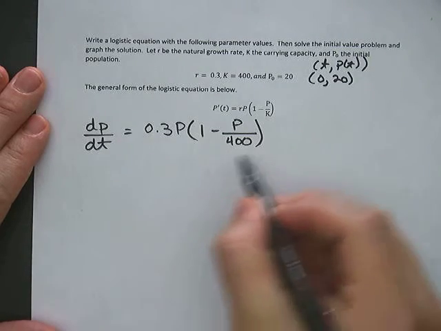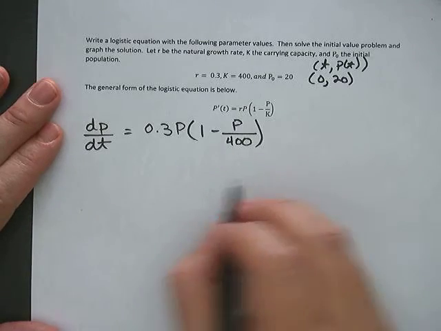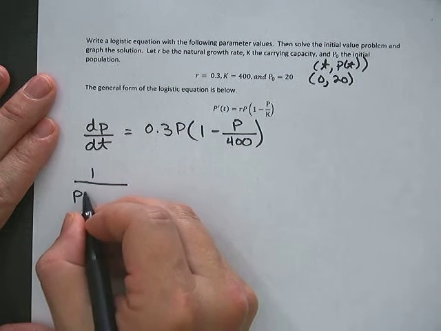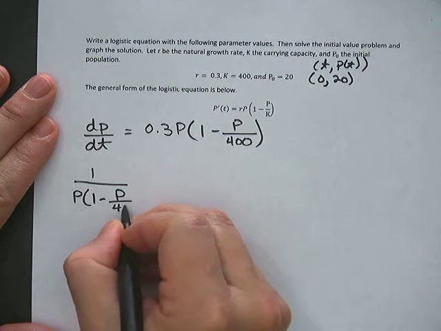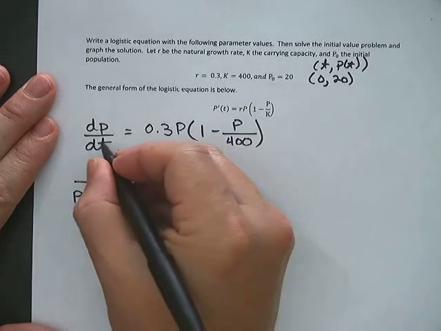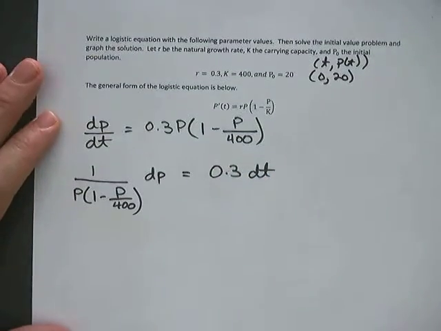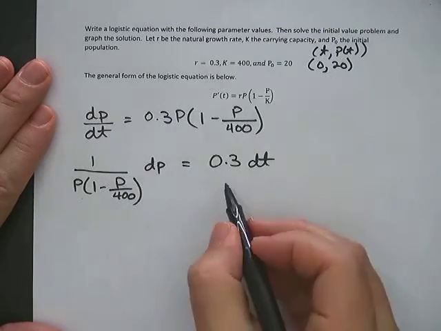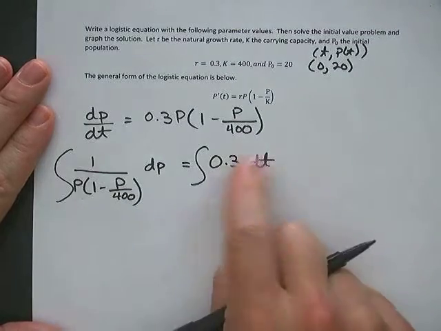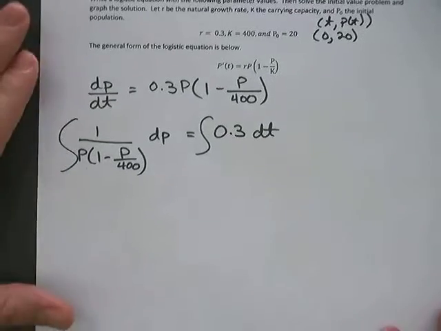I'm going to multiply the dt to the other side, and divide all this stuff back to the left side. What I'll end up with is 1 over P times 1 minus P over 400 dP, because I'm separating these two, equals 0.3 dt. Now that we've separated them, with all the variables on the same side, let's integrate. This side is pretty easy, but this side is going to give us some complications. So let's take a look at this side.